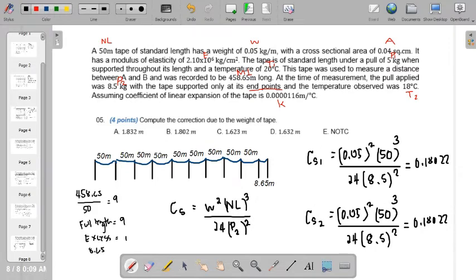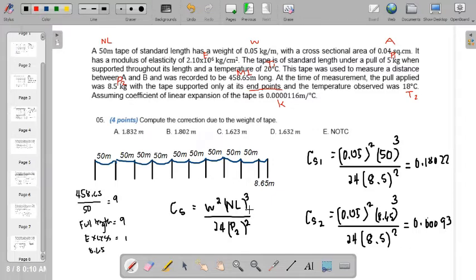So here, you just change it to CS2, and of course this one. This is 8.65, that is the excess. And the answer here is actually 0.00093. All right.